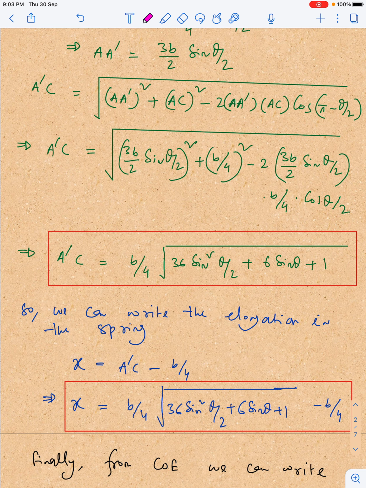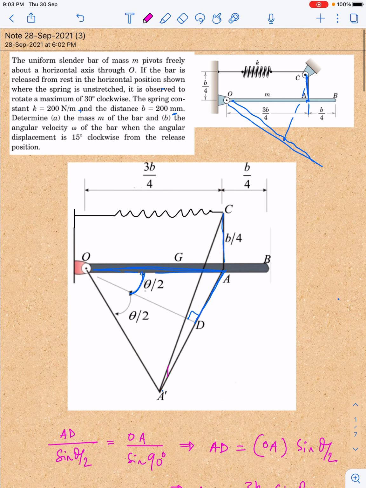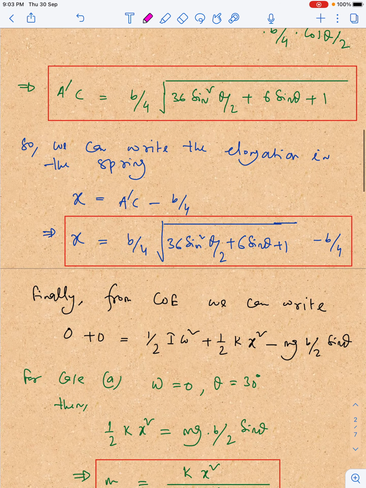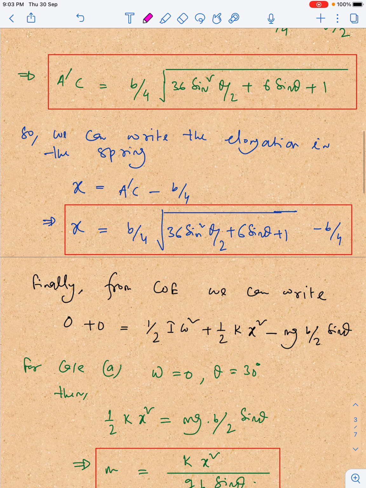Anyway, now I want to calculate the elongation in the spring. See here, this is the total length, A prime C, correct? So A prime C minus b by 4 is the elongation, because this is the final length and the initial length was this one, when the spring was at natural length. So how much is the elongation? This total distance minus this distance, that is A prime C minus b by 4. If I substitute the value of A prime C over here, I will get the X value. Next, what I have to do? Simple energy conservation. So from energy conservation, we can write initially energy 0.